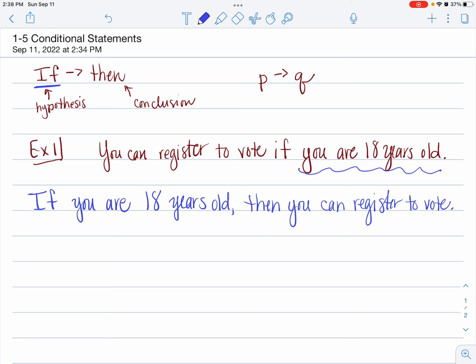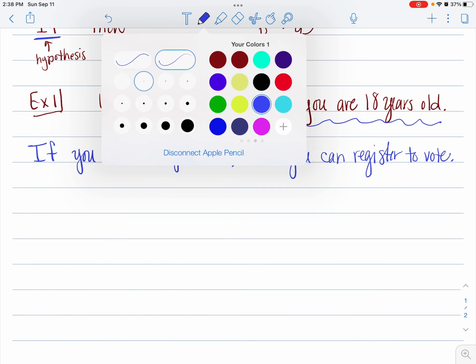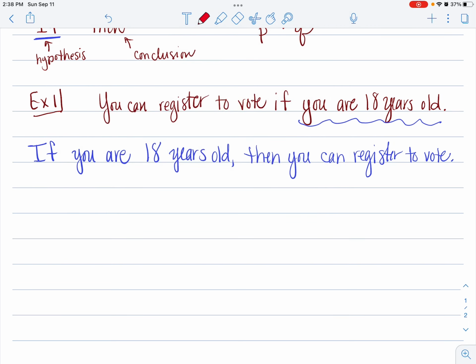Now, of course, we're in math class. So let's look at one that's a little more mathy related. Okay, so this is still part of example 1. This is just a math version of it. Let's see, a square must have 4 congruent sides.